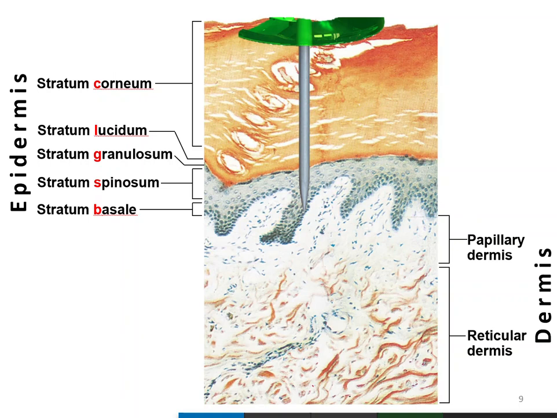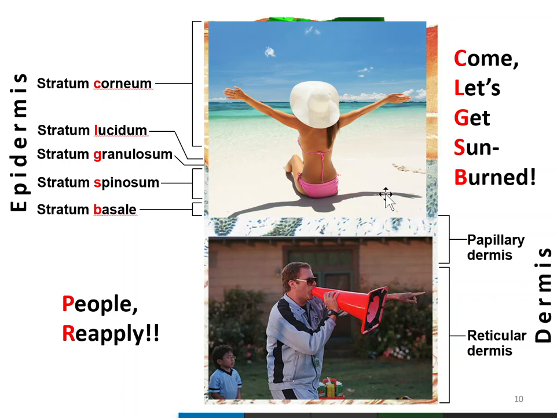In terms of remembering them, there are some acronyms out there. For example, "come let's get sunburned," CLGSB. That will correspond to the different names: stratum corneum, stratum lucidum, stratum granulosum, stratum spinosum, and stratum basale. So that might help you remember the order, from most superficial to most deep part of the epidermis.